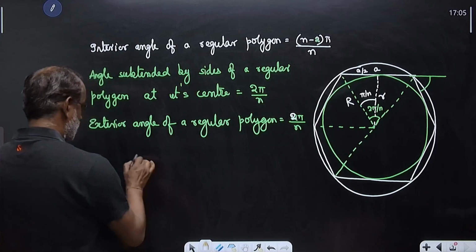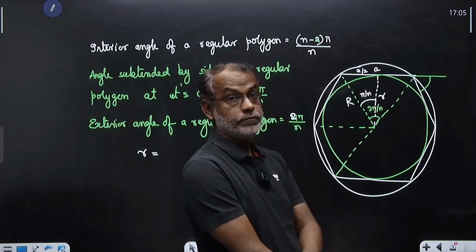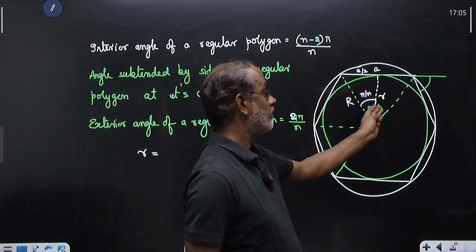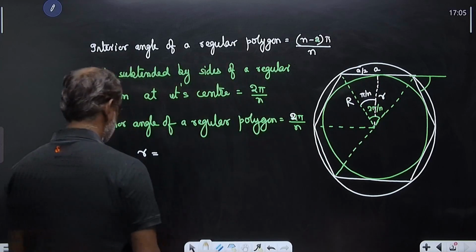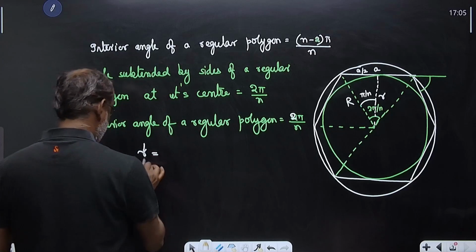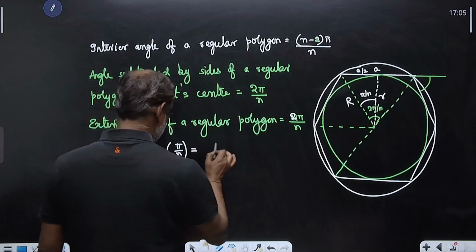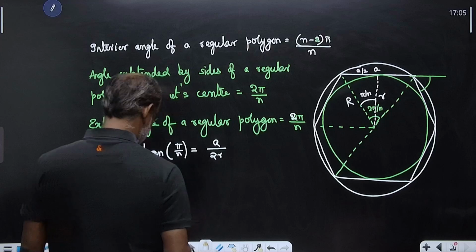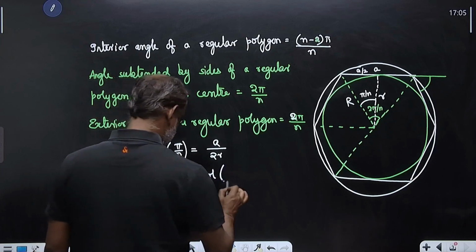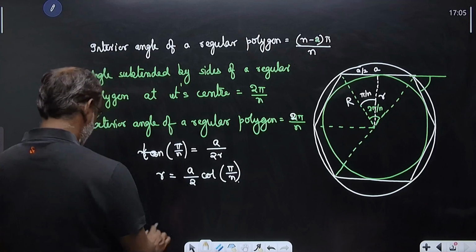So, what is the small r, the inradius? This is A by 2. So, tan theta is A upon 2r. So, tan of pi by n is A upon 2r. So, r is A by 2 cot pi by n. And this is capital R.